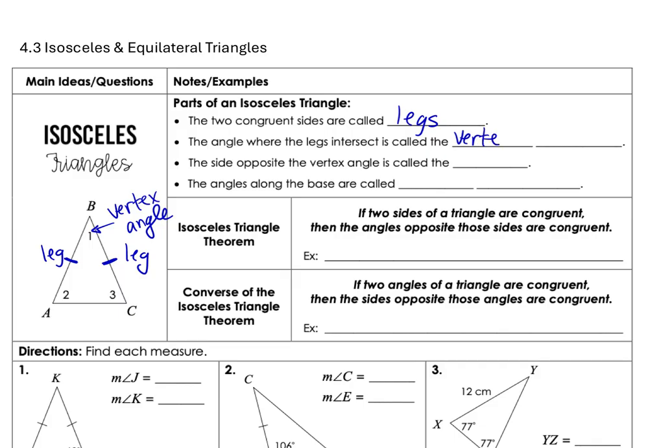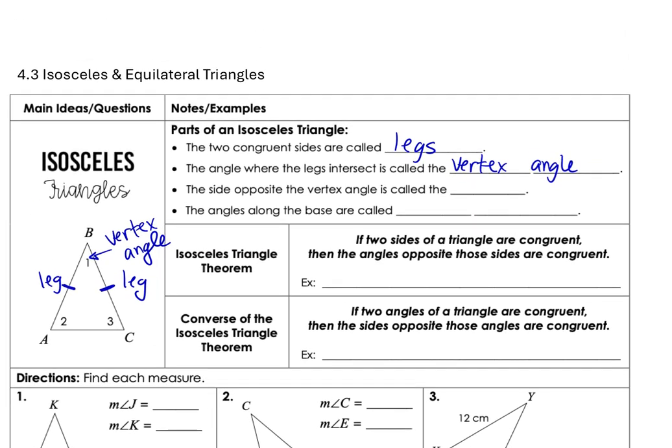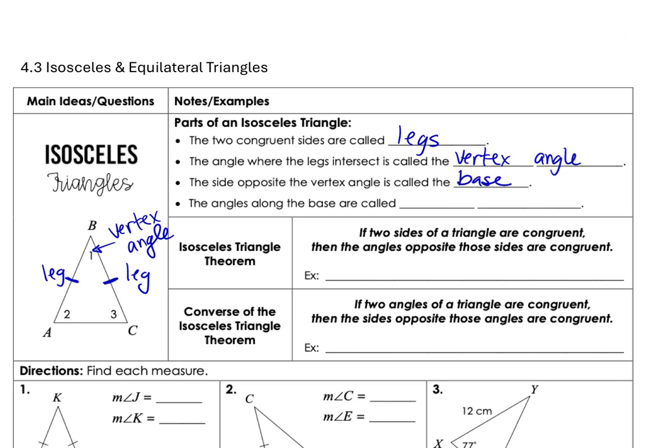So this angle right here is called the vertex angle. The vertex angle, okay? The side that is across from the vertex angle, so the side that is not one of your legs, anyone know what that's called? Right now it looks like the bottom. What do we sometimes call the bottom of something? Base? Yeah, the base. Cheerleaders in the room know what I'm talking about, right? So the side opposite the vertex angle is called your base. So this side here would be the base.